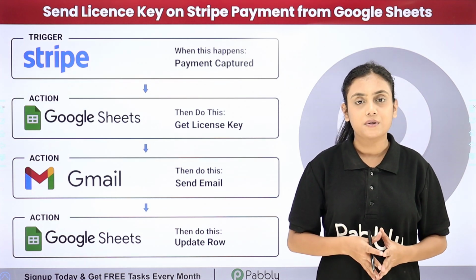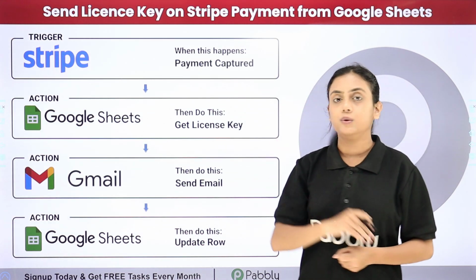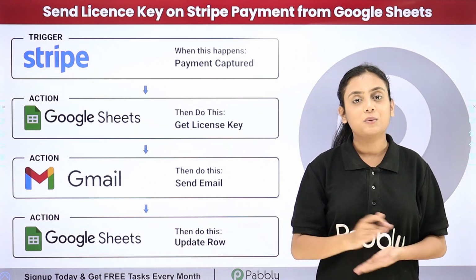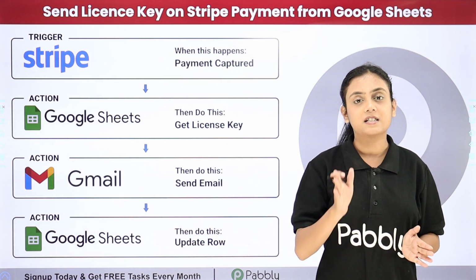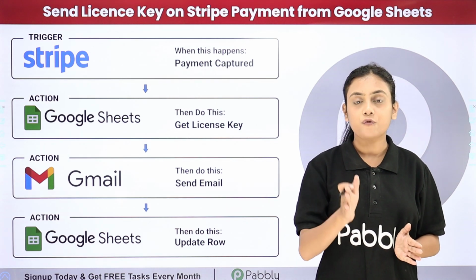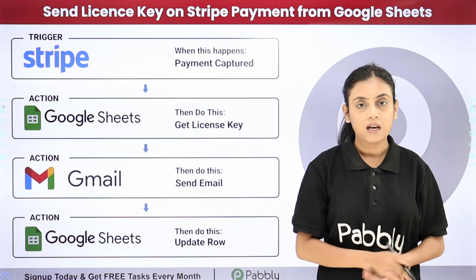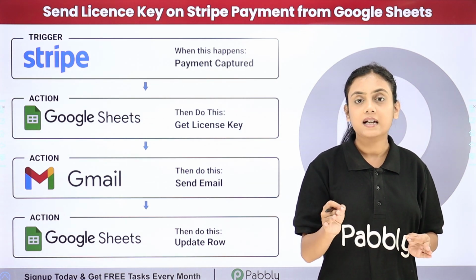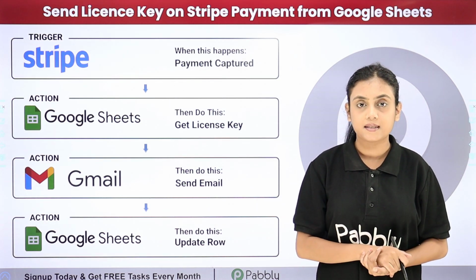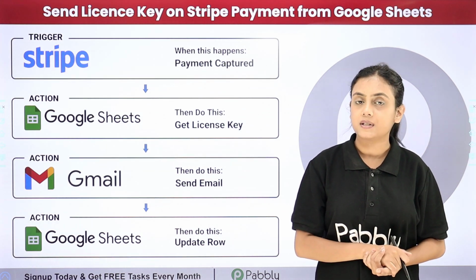In this video we're going to learn how to send license key on Stripe payment from Google Sheets. So I'm an owner of a business in which I sell softwares to my customers. To have access to the software, they require a unique license key from my site. I have created a record of the unique license keys in my Google Sheets. I collect the payment of the software being purchased by my customers using Stripe.